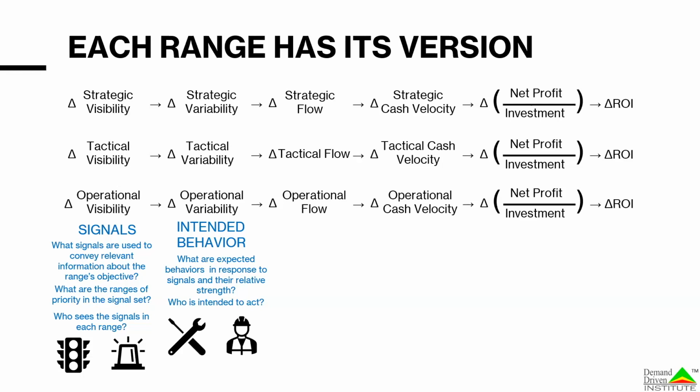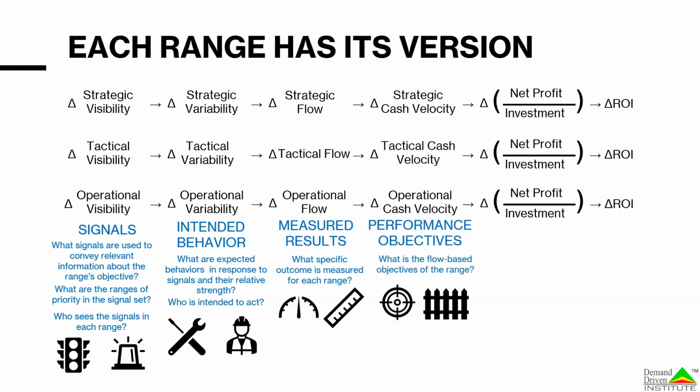All right. This is really important as you're implementing DDMRP. Next, we have flow at each range. And this is, what are we measuring? What is the specific outcome that we're measuring to know whether the intended behavior was done? And finally, performance objectives. What are the performance objectives we're driving to get to cache velocity in each of those ranges?